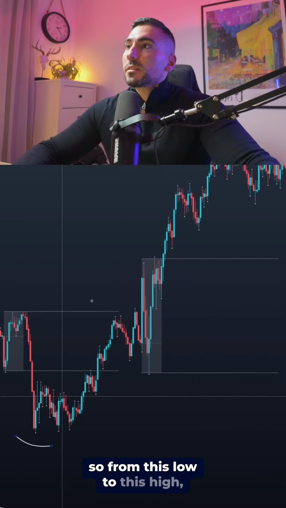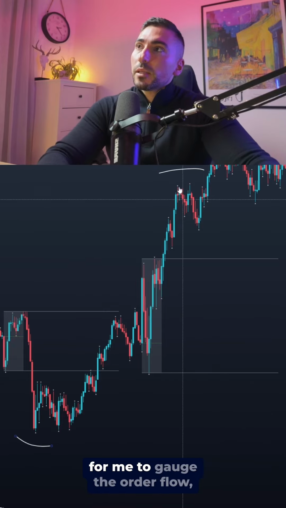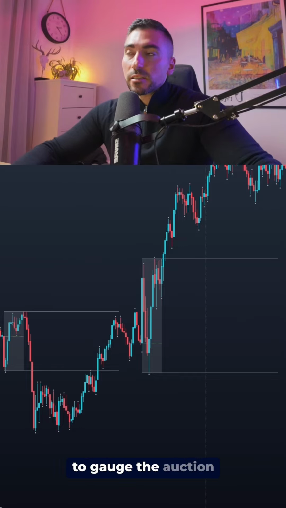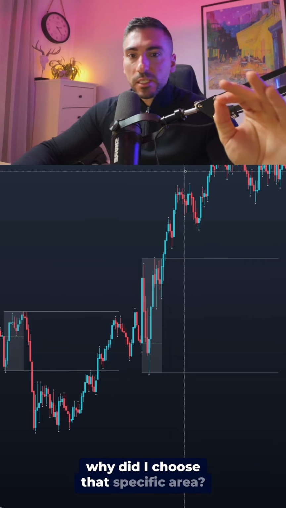Alright, so from this low to this high, there was a specific area of demand that I chose for me to gauge the order flow, for me to gauge the auction once price reached there. And you will be asking me, why did I choose that specific area?